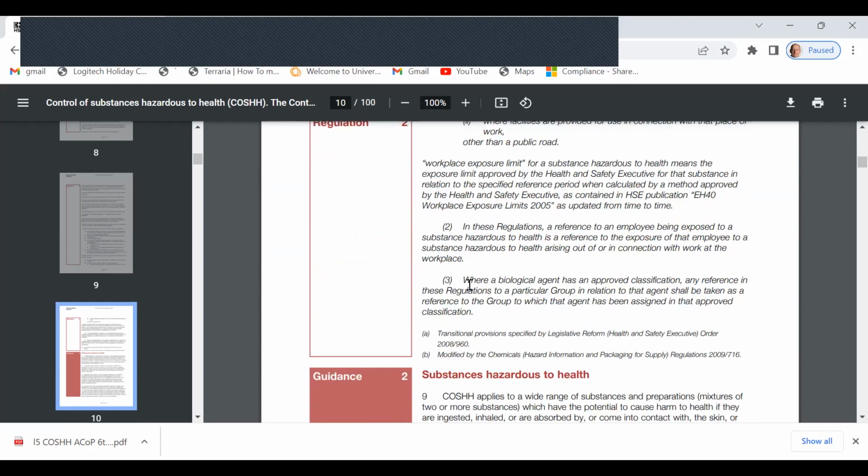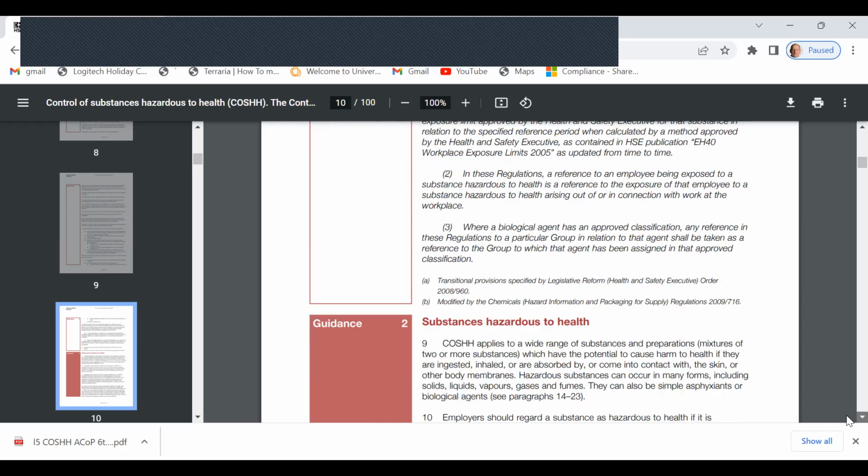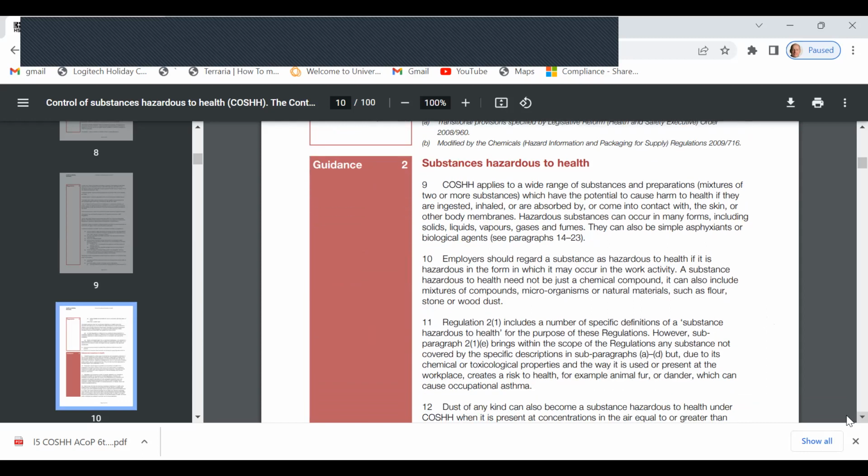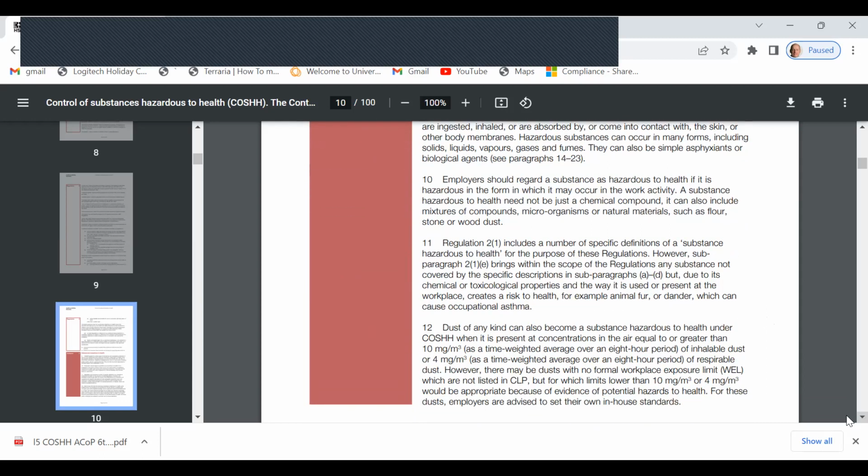And then when we get to the mention there, where a biological agent has an approved classification, any reference in these regulations to that particular group in relation to the agent shall be taken as a reference to the group to which that agent has been assigned in that approved classification. And then you go further into the guidance supporting various parts of it.